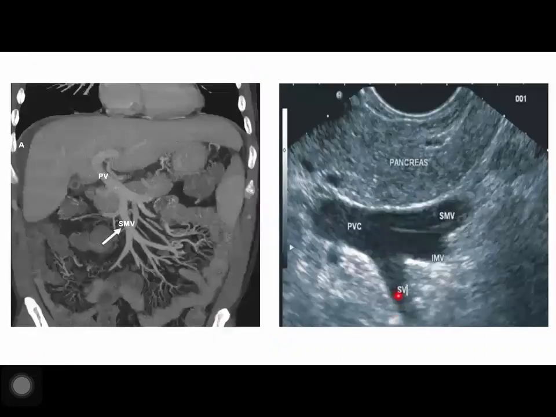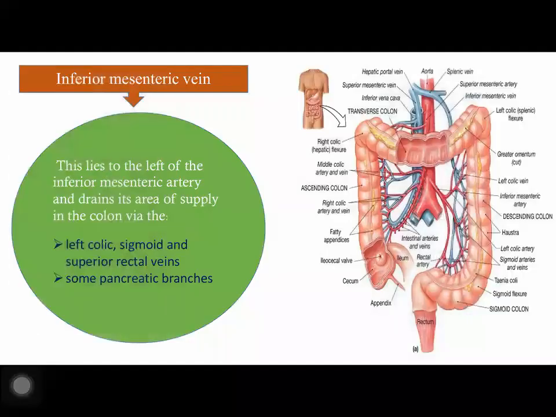This ultrasound shows the portal vein confluence, superior mesenteric vein and splenic vein. This is the portal vein confluence. On this coronal CT scan, the superior mesenteric vein and splenic vein form the portal vein. The inferior mesenteric vein is located to the left of the inferior mesenteric artery.